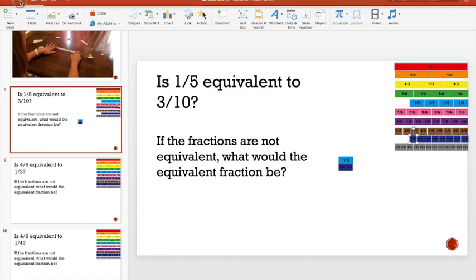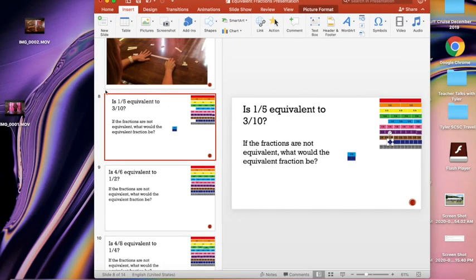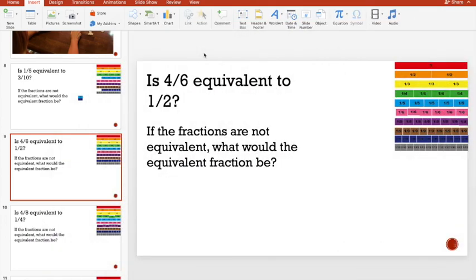Okay, so now we'll move into our next example. So now we're going to look and see if 4/6 is equivalent to 1/2. So I'm going to move down 4/6. Here's 1/6, 2/6, 3/6, 4/6. Now I'm going to move down 1/2. Is that equivalent? No, it's too much. So I will take away 1/6, and now I know that 3/6 is equivalent to 1/2.